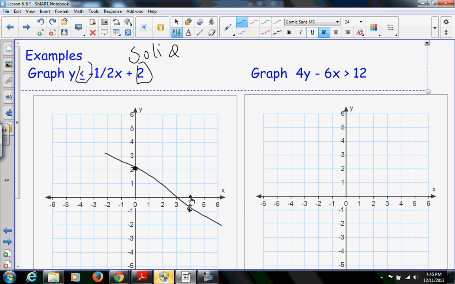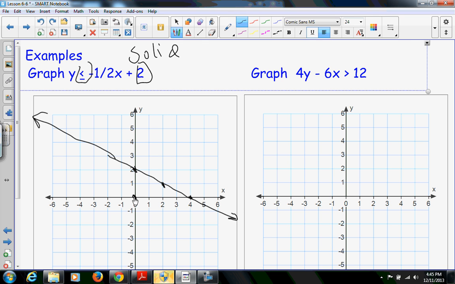Oh, sorry, wrong point. Let me go back here. Made a mistake there. Starting here, down 1, right 2, down 1, right 2, and that's my line. There we go. That's better. All right, solid line, like I said. Now my only step is to determine which side of the line to shade.